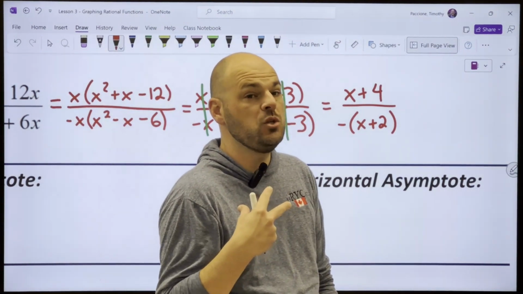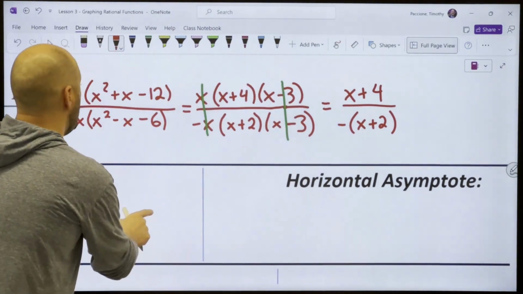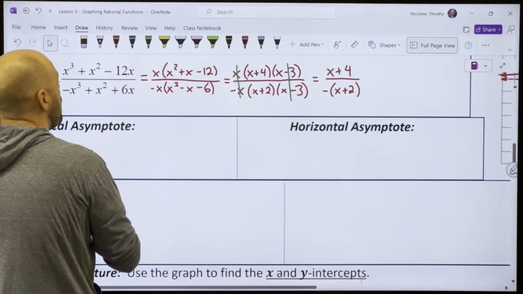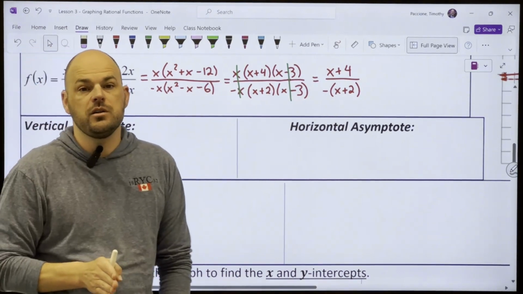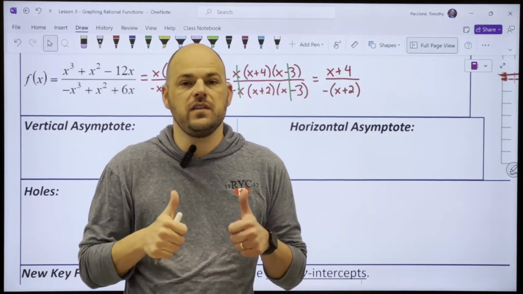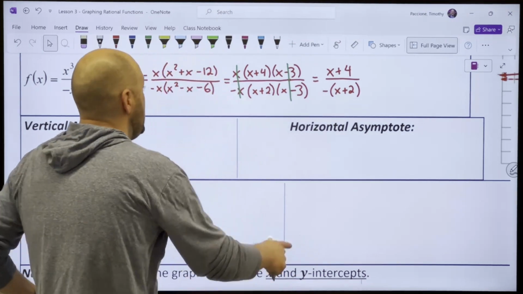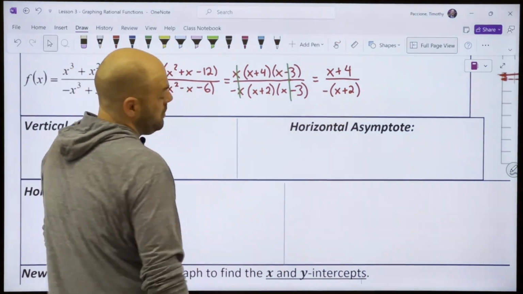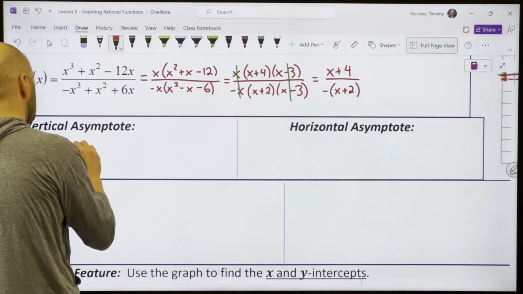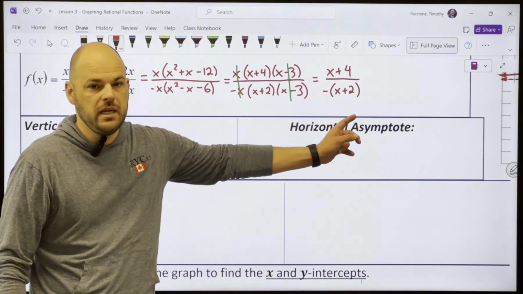The next step is to start finding those pieces, right? The next thing we talked about finding was our vertical asymptote. Okay? So our vertical asymptote, remember, that occurs with any undefined values that are left in our simplified form. So anything that will still cause a problem, anything that's going to make you divide by 0. So I look and I say, okay, this bottom cannot be 0, right? I can't have that be 0. So negative x plus 2 cannot be 0, right? Because then I'm dividing by 0. You can't divide by 0.